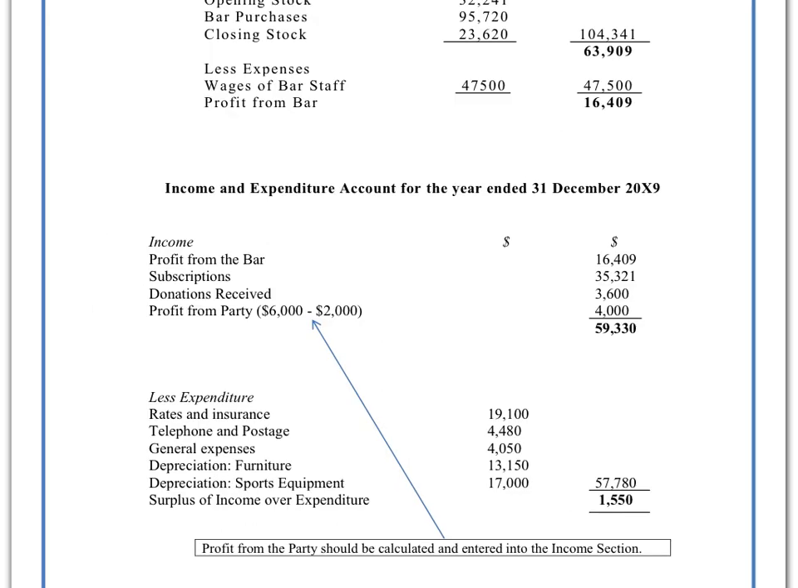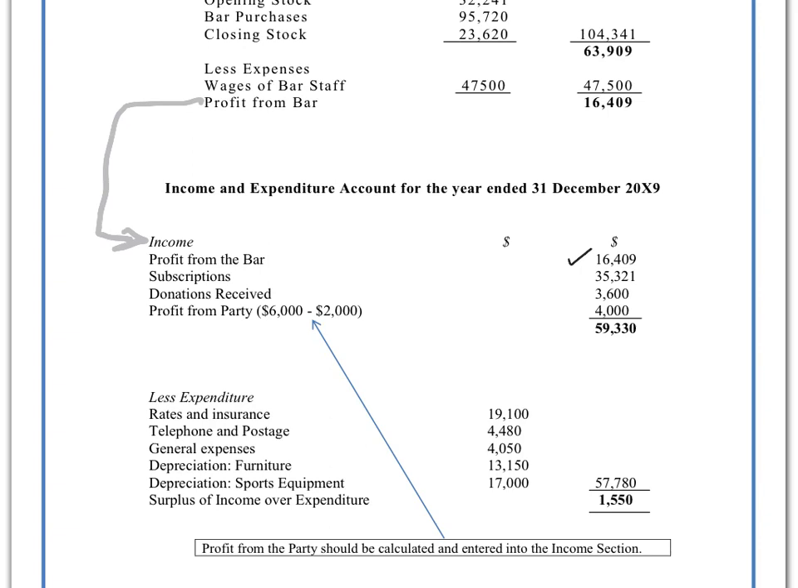So the profit from the bar is transferred into the income section, as suggested earlier, and the rest of the income and expenditure account, which is the income statement, will contain any other sources of income. So balanced against the expenditure, of course. So if we look at this particular example here, we can see that your profit from the bar is 16,409.